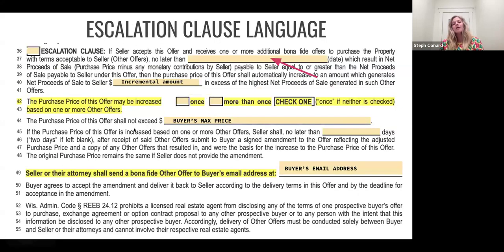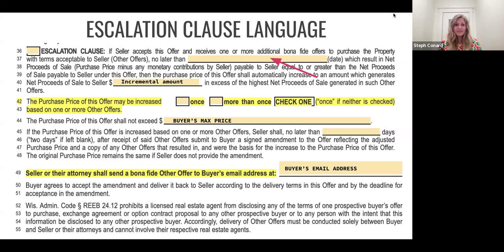Okay, so the escalation clause, this one, probably the most complicated. And we've added, as you saw earlier, slides on how to perhaps respond to an escalation clause with a multiple counter, which I'll go over after we go over the escalation clause itself.